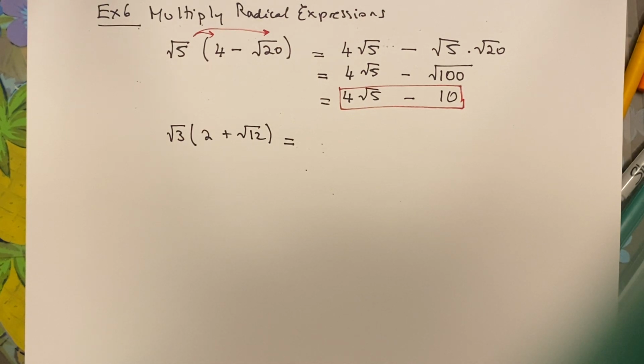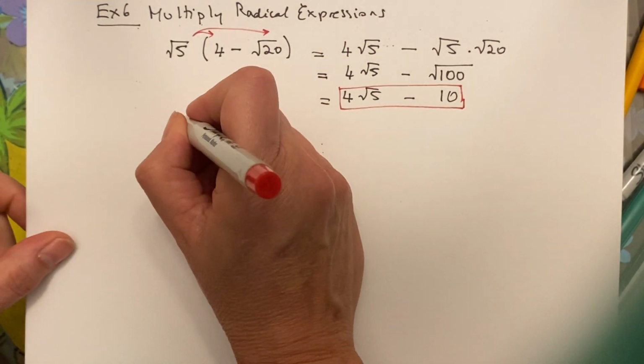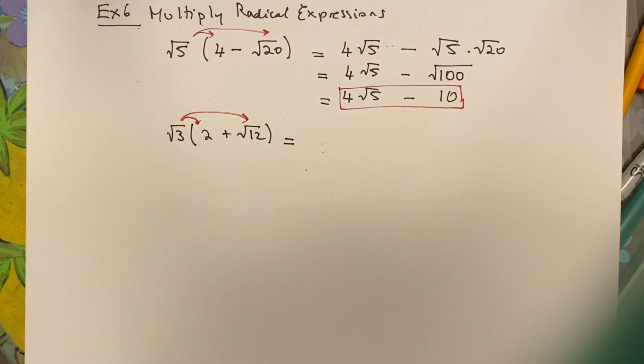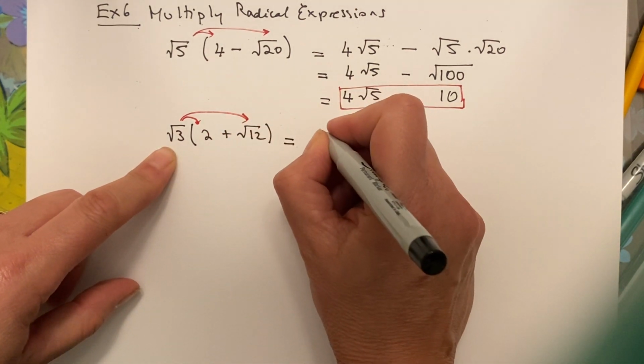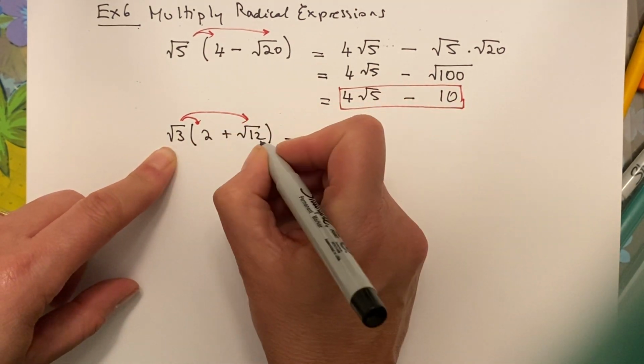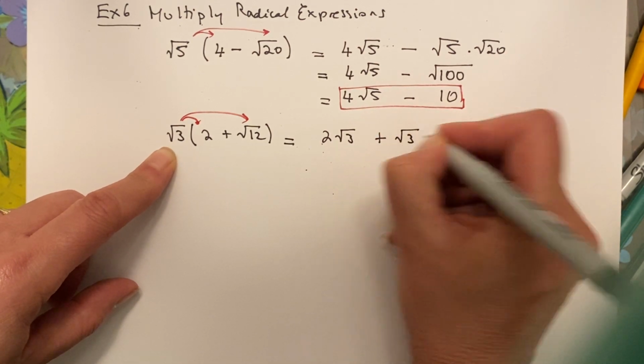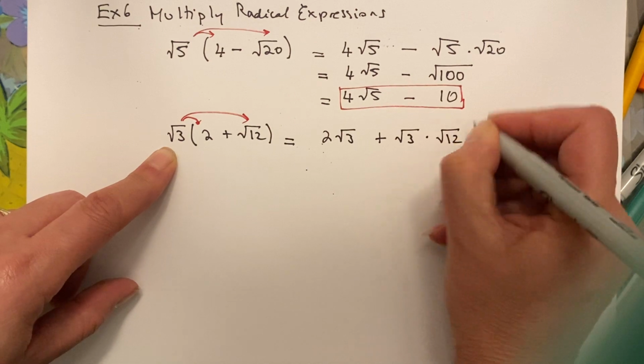Just as I mentioned before, we're going to do our distributive property. So square root of 3 times 2, and then square root of 3 times the square root of 12. Well, square root of 3 times 2 gives us 2 square root of 3. Square root of 3 times 12 gives us, I'm not going to jump the gun. I'm just going to write it down as I did above.